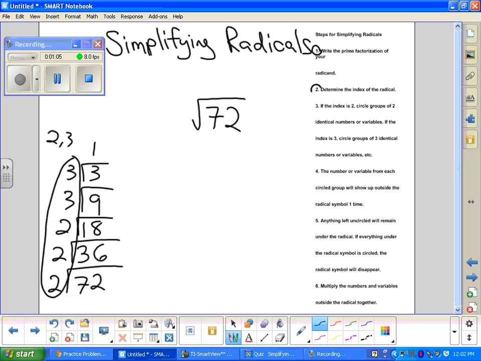Step number 2, determine the index of the radical. The index of this radical is 2 because there's nothing here. If the index is 2, circle the groups of 2 identical numbers or variables. Let me put these back inside. I have 3 2's and 2 3's.